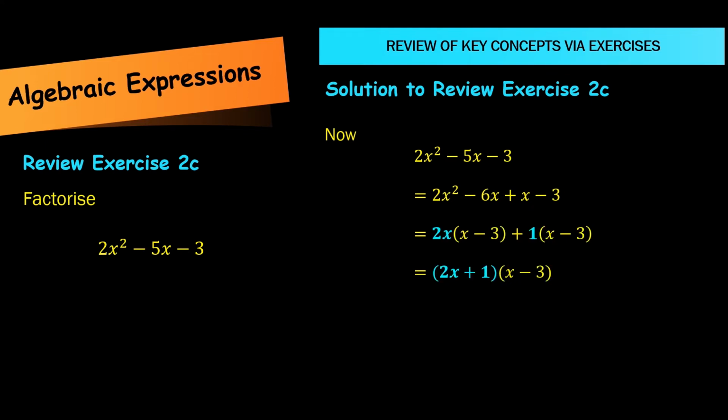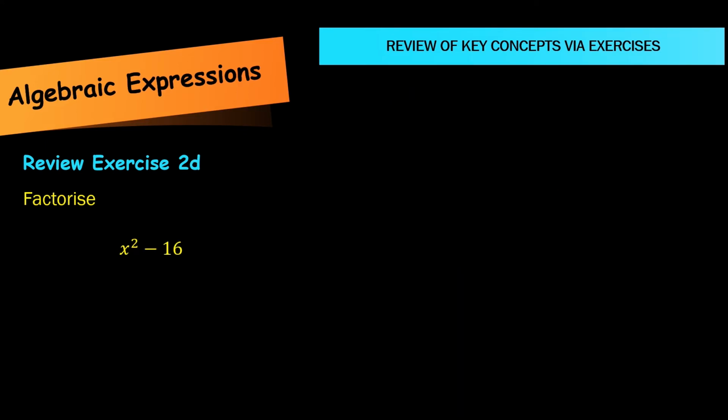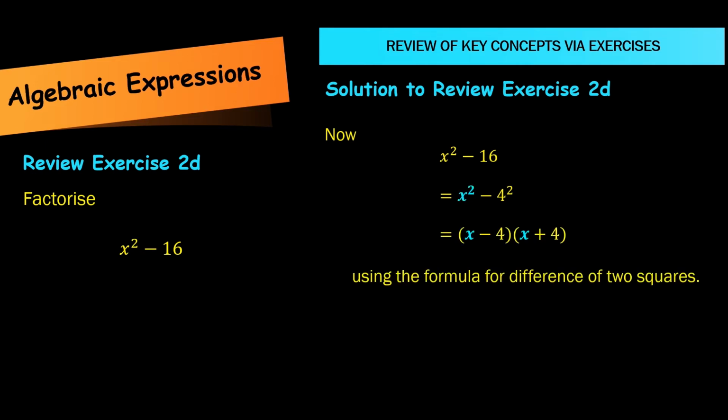And now for exercise 2d, factorise x squared minus 16. This can be expressed as x squared minus 4 squared, or the difference of two squares. And so using the formula for difference of two squares, we can express this as x minus 4 times x plus 4, as shown.